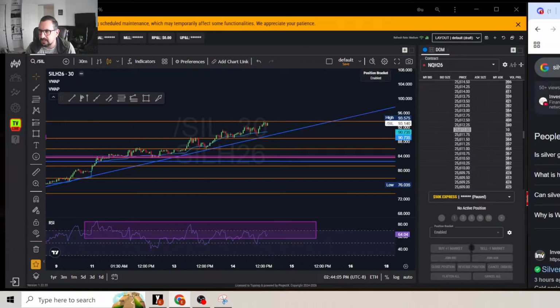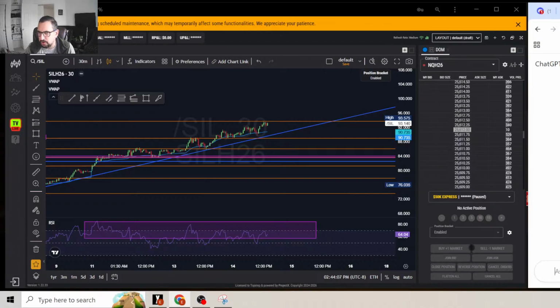Let's see if there's... And ChatGPT works well for news. Like, if you don't want to go and look at stuff, ask, is there any new news today for silver that could make it bearish?